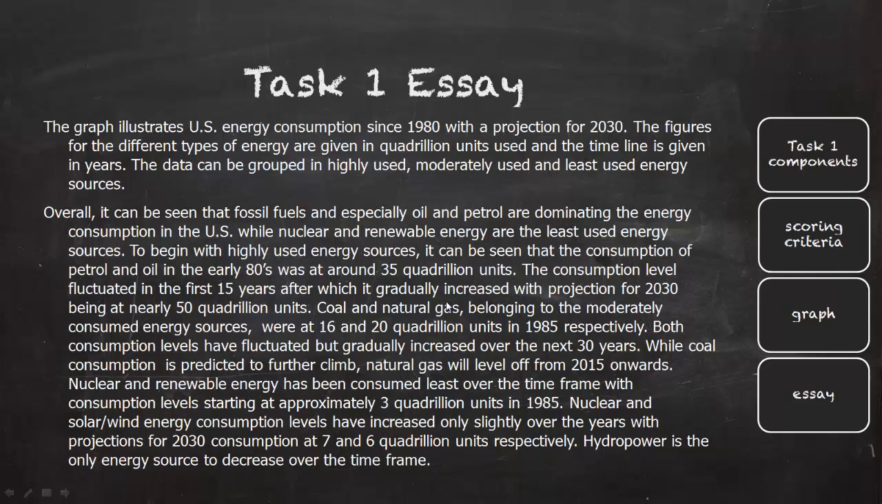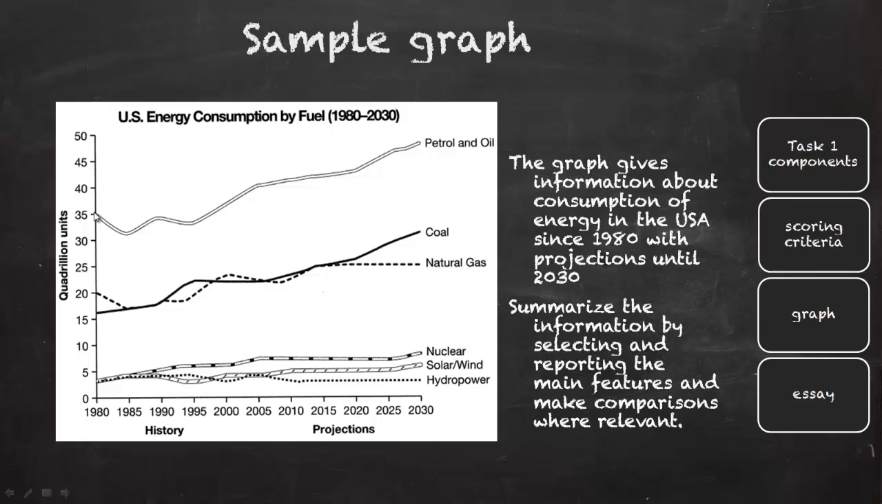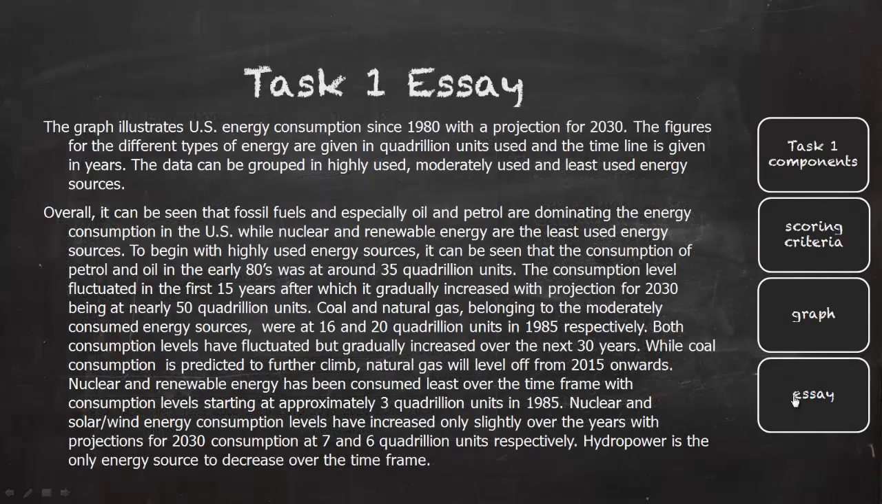And I'm saying here that the consumption level fluctuated. So what does fluctuate mean? If you look at the graph, fluctuating is something that is going up and down, sort of like a wavy pattern, and that's what it does here. It's fluctuating in the beginning. Okay, moving on.